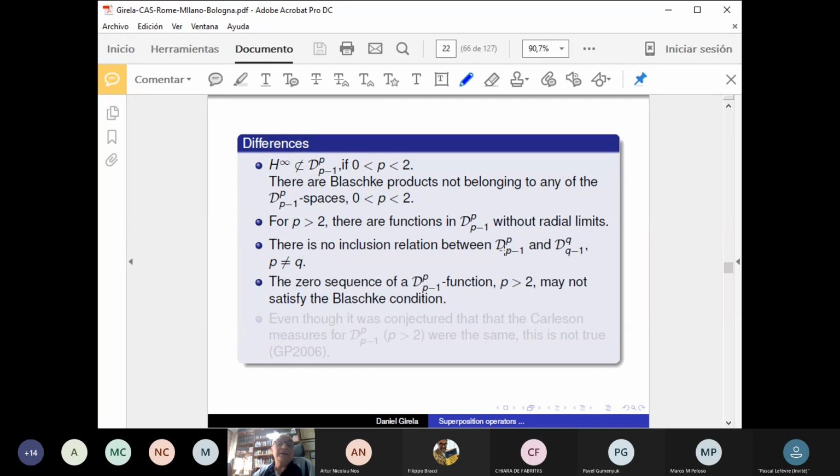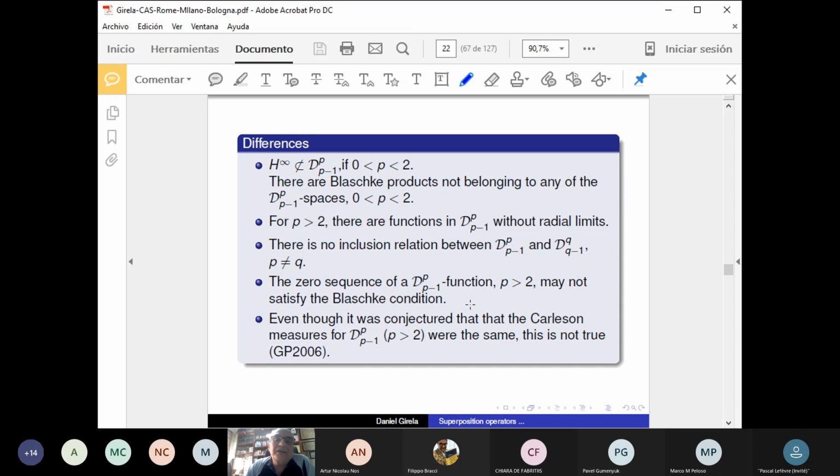The zero sequence of a function in D^p_{p-1} for p bigger than 2 may not satisfy the Blaschke condition. Of course, we know that the zero sequences of Hardy space functions all satisfy the Blaschke condition. And I said before that when p was less than 2, the Carleson measures for D^p_{p-1} and for H^p are the same, but this is not true if p is bigger than 2. So there are similarities and differences.